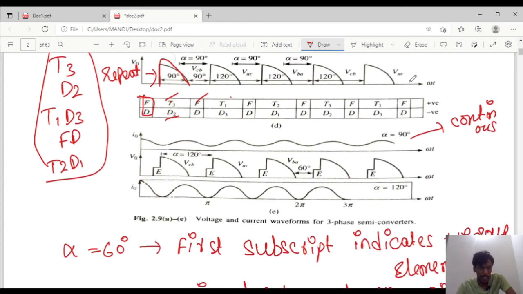If you take 120 degrees, at 120 degrees the back EMF will be represented. After the back EMF the VCB will continue, and here also VAC, back EMF and VBA will be represented at alpha equal to 120 degrees. The load current will be continuous throughout the working range. So for firing angle 120 degrees, the load current is assumed to be somewhat discontinuous. So here the load current will be discontinuous for 120 degrees.